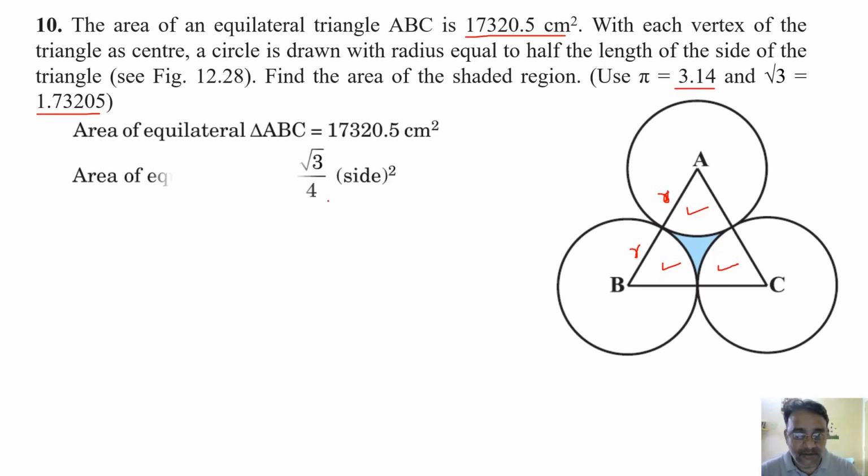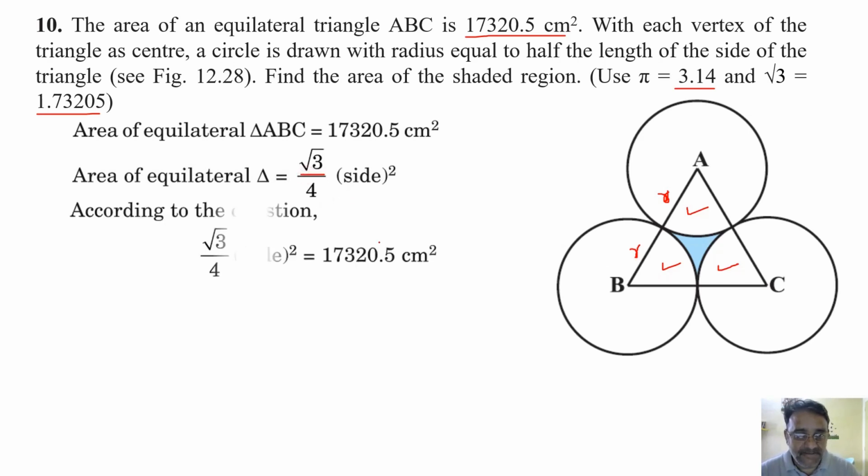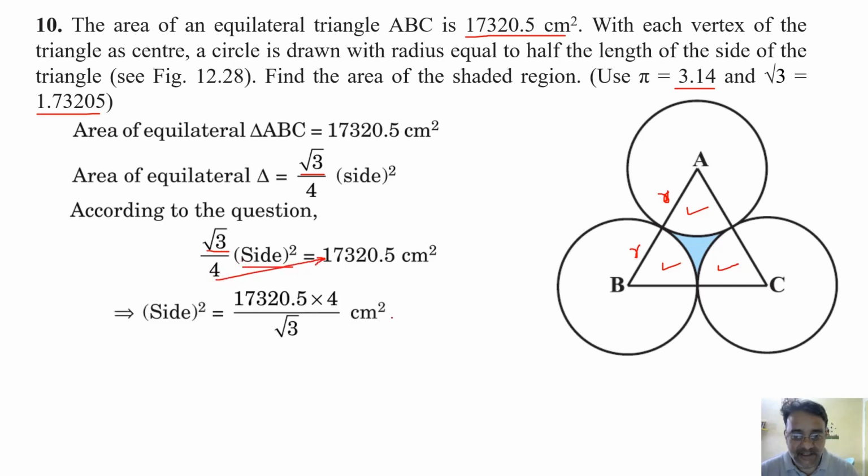Okay, fine, very good. So the value of root 3 is already given in the question. Root 3's value is given in the question, 1.73205, that value we will take. So how much will side square be? 4 into this divided by root 3. Now substitute the value of root 3. So how many decimal places does root 3 have? See, 1 2 3 4 5.